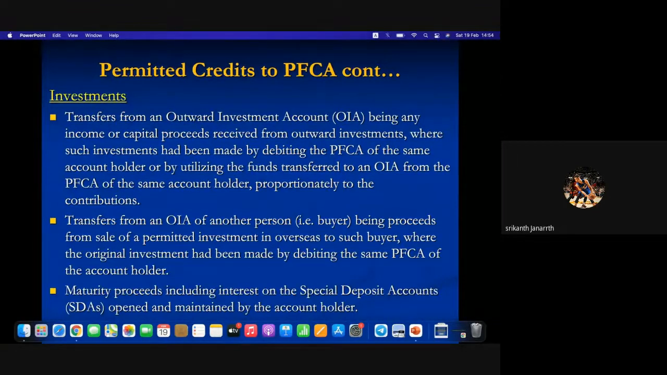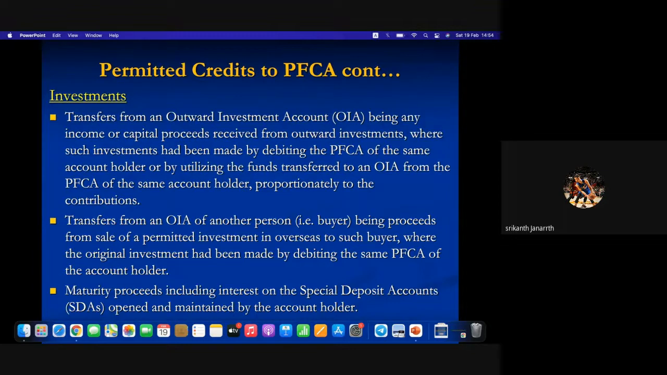You can make outward investment. I think when we studied, the central bank gave permission for Sri Lankans to invest outside Sri Lanka. So if you have a PFC account and you make an investment outside from it, any income out of that investment can come as a credit to your PFC account, provided you made the investment by debiting your PFC account. So that is what it meant. If you read it in full, you can understand.